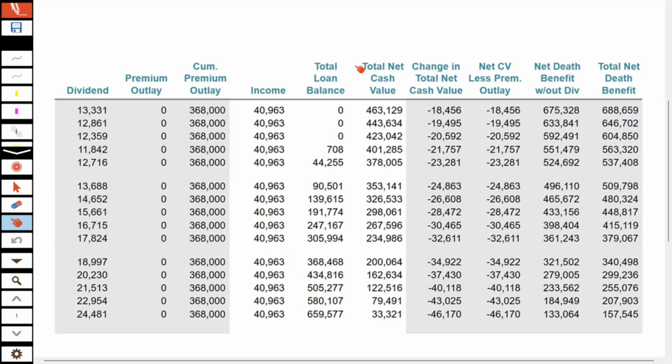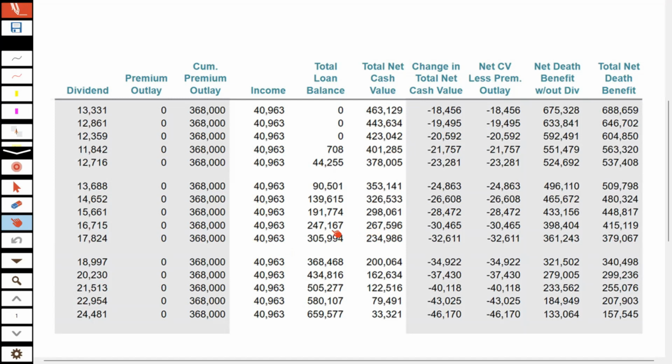Now you see here your total net cash value. While you're taking this income out, you still have a large pool of cash value. Now it's going to start depleting as you're taking money out, which you can see it's getting smaller every single year.